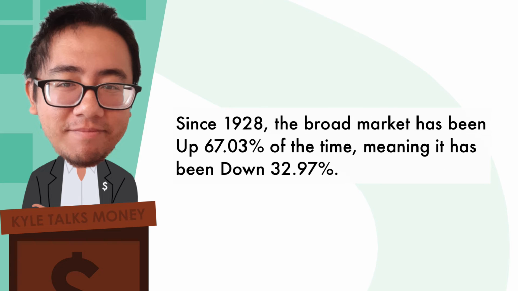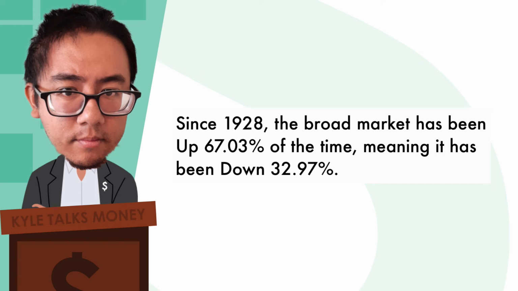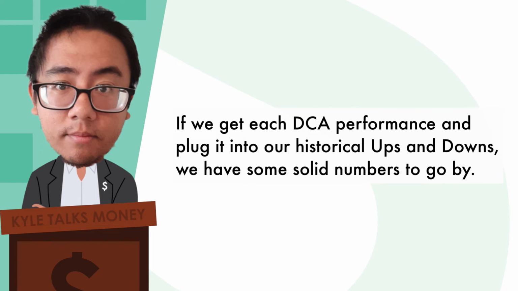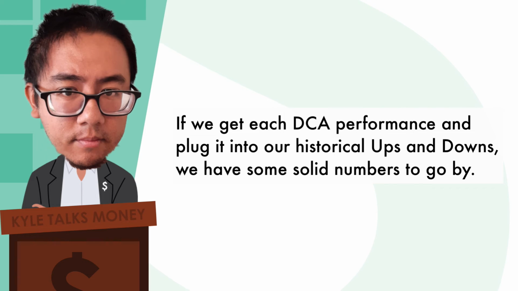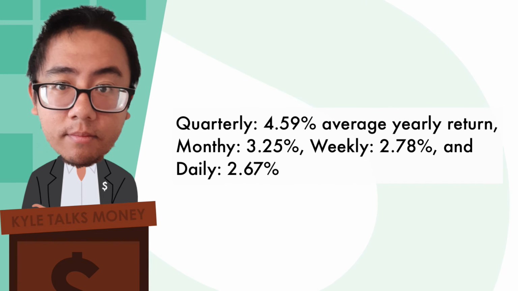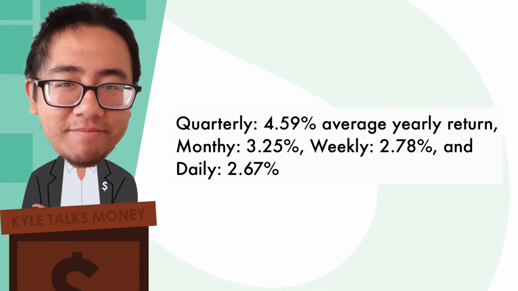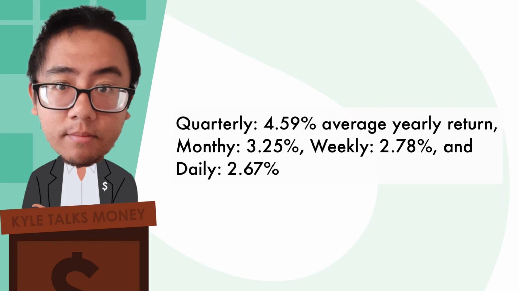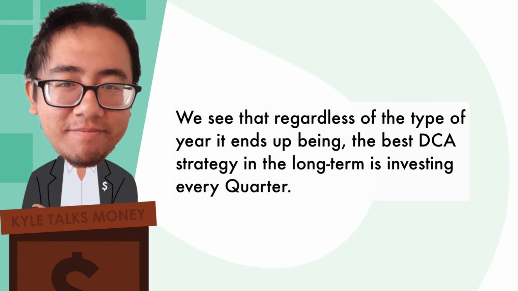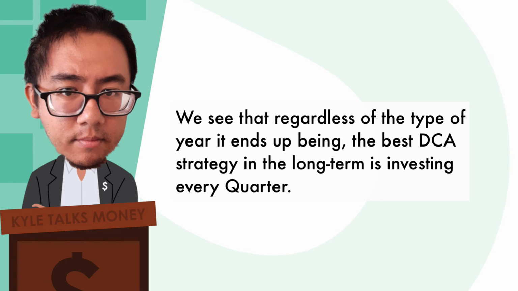Since 1928, the bond market has been up 67.03% of the time, meaning it has been down 32.97% of the time. If we get each dollar cost averaging performance and plug into our historical ups and downs, we have some solid numbers to go by. Quarterly, 4.59% average yearly return, monthly, 3%, weekly, 2%, and daily, 2.67%. We see that regardless of the type of year it ends up being, the best dollar cost averaging strategy in the long term is investing every quarter.